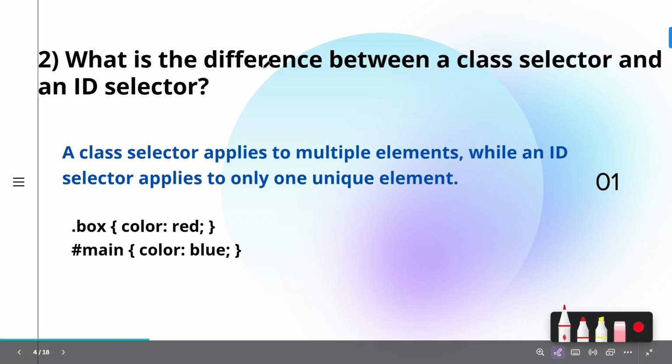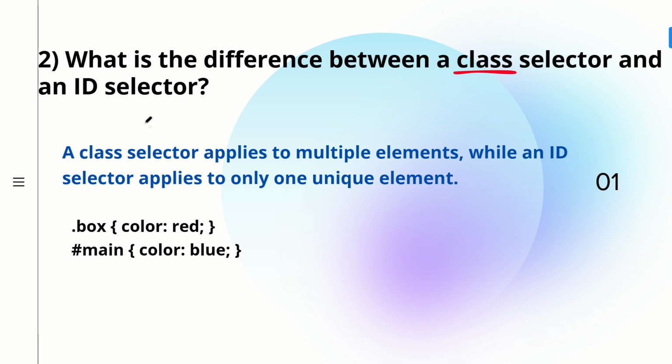Next, the second question is, what is the difference between class selector and id selector? We have discussed in a previous question also that class selectors apply their styling to multiple elements, while id selectors apply their styling to one unique element. So for class selectors, there can be multiple elements that have the same class, but there will be only one element having that particular id; it cannot be repeated.